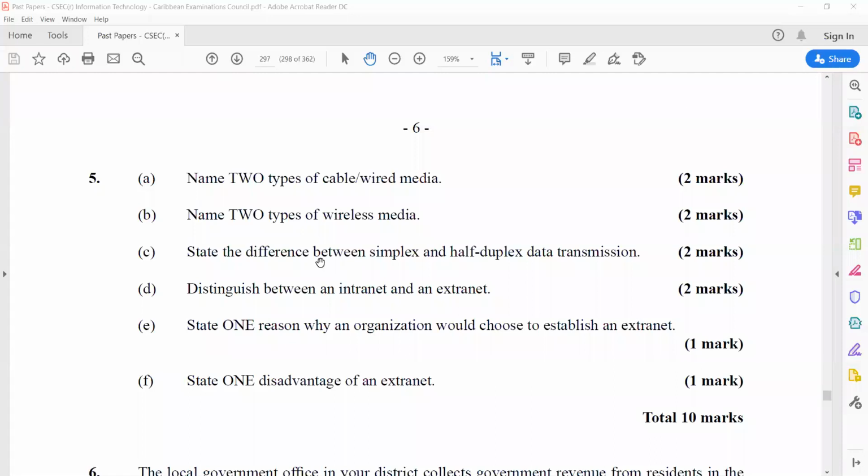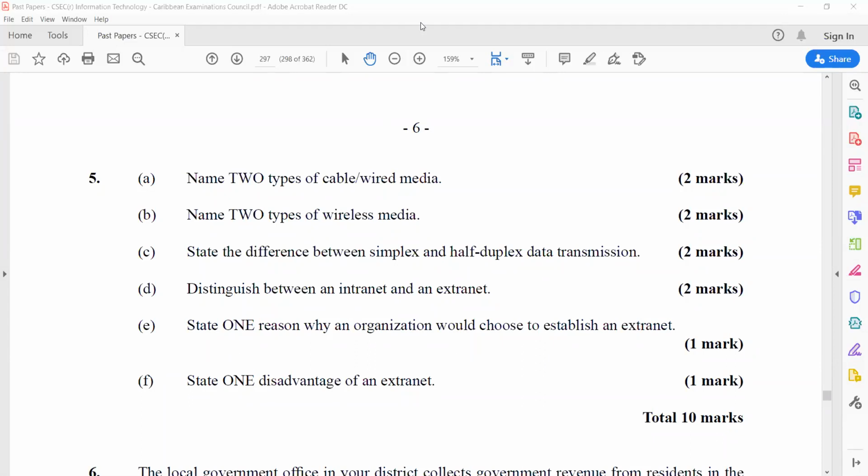What about types of wireless media? Bluetooth and Wi-Fi, yes. Ethernet, or unshielded twisted pair? Twisted pair would be going back to the wired one. Bluetooth and Wi-Fi are wireless media.